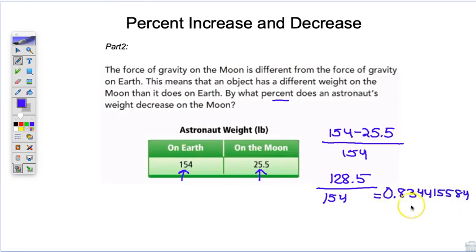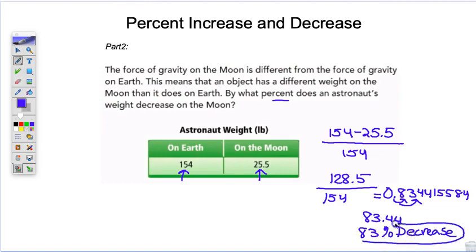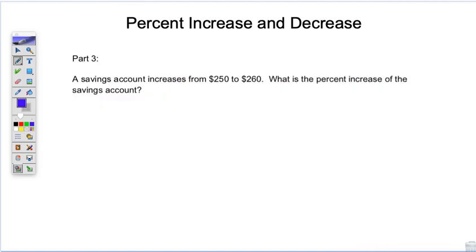Since we want to round this, and let's round it to the nearest hundredth for now, we always move it 2 places when we want to turn a decimal into a percent, and that would be 83.44. And if I rounded it to the nearest whole percentage, it would be 83%. And this time, since we went from 154 down to 25.5, this is a decrease. And again, I just rounded to the nearest whole percentage.